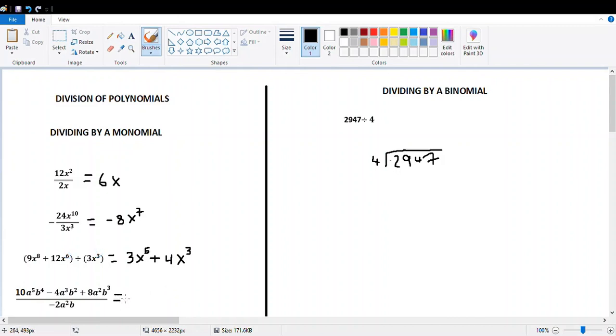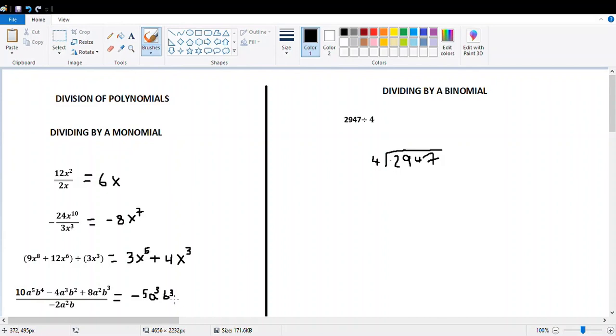Example number 4, it's a trinomial divided by a monomial. Really similar to the previous example, we have to do it separately, term by term. The first one is 10 divided by negative 2 is negative 5. Now a to the 5th divided by a squared is a cubed, or a to the 3rd power. Now b to the 4th divided by b is b cubed.